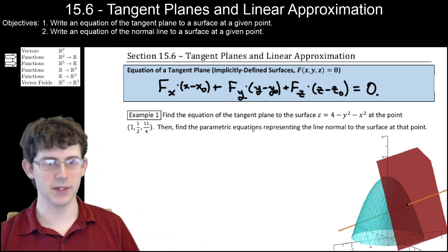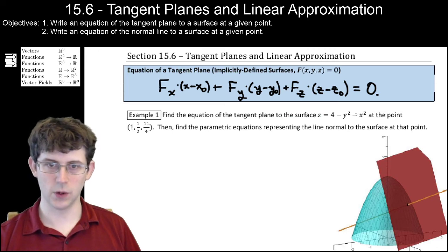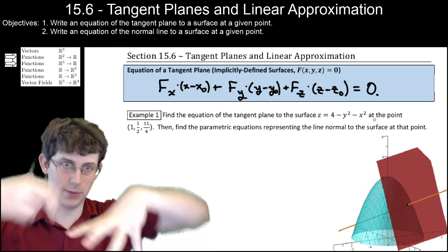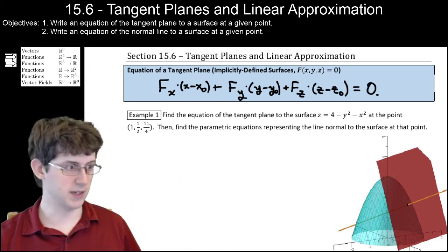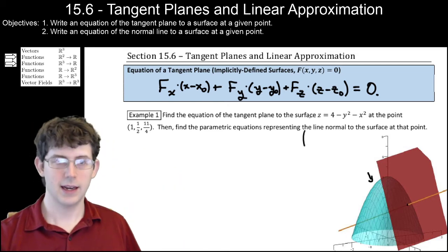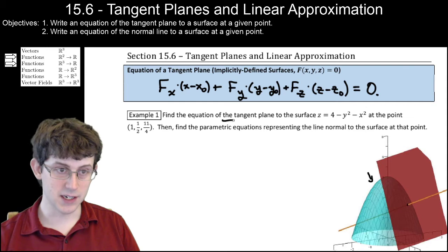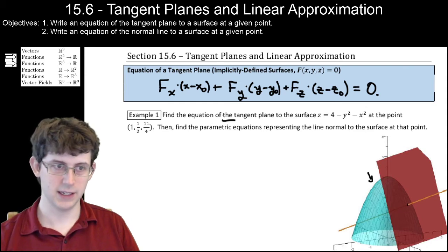So let's see a couple of examples. We've got this surface z equals 4 minus y squared minus x squared. That's going to be a paraboloid that's like upside down. Oh, there's a nice picture of it here. I didn't even notice. And I want the tangent plane to this surface at this point.